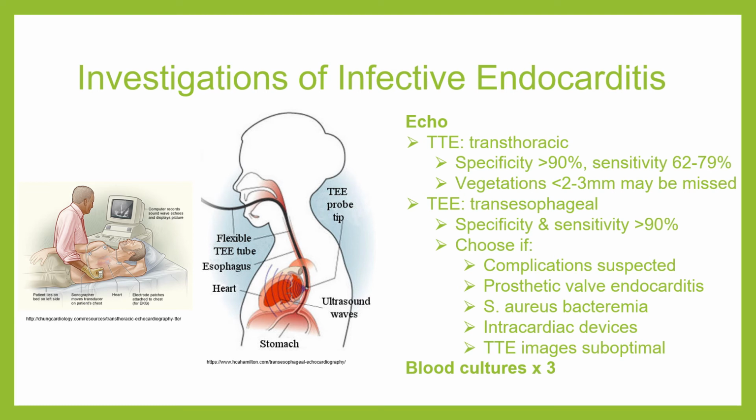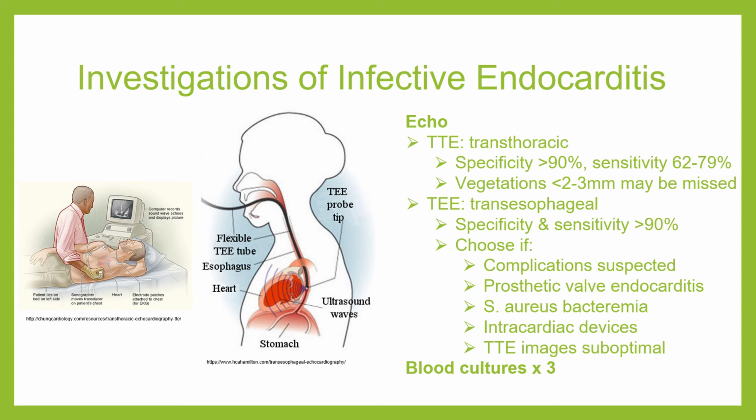Investigations would be looking for the septic emboli within the heart. This is done by echo, and transthoracic echocardiogram has specificity of more than 90%, but sensitivity of between 60 to 80%. Especially smaller vegetations, less than 2 to 3 millimeters, may be missed on the transthoracic echo. That's why transesophageal echo is there for backup. The specificity and the sensitivity in this modality are both greater than 90%. So we choose this if complications are suspected and prosthetic valve endocarditis is suspected.